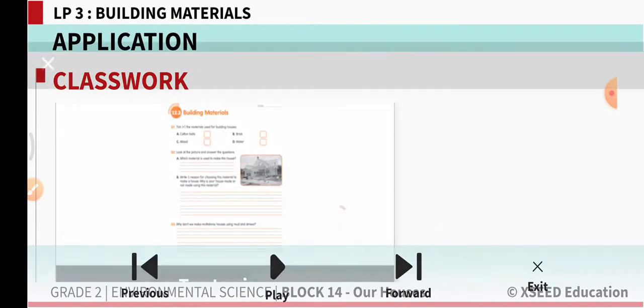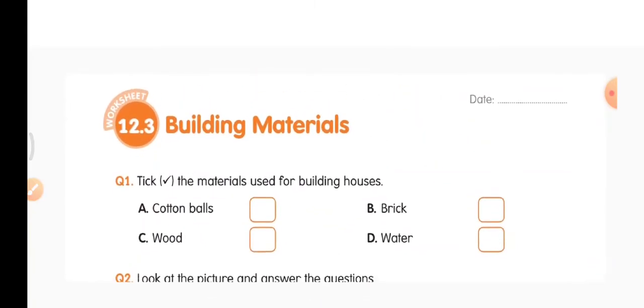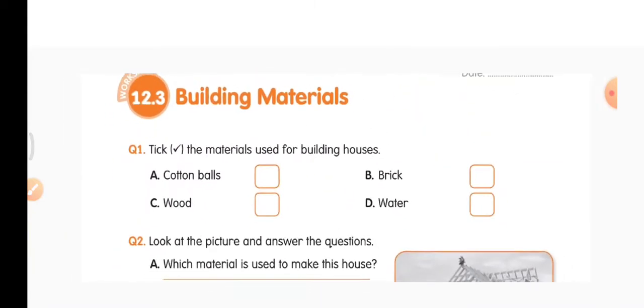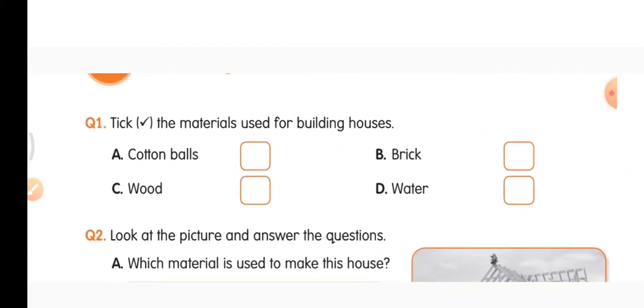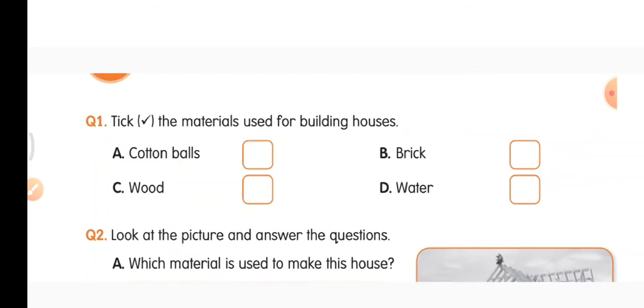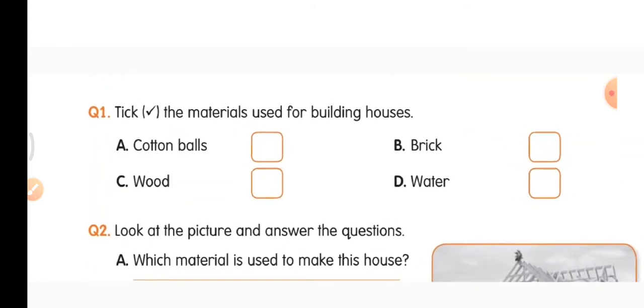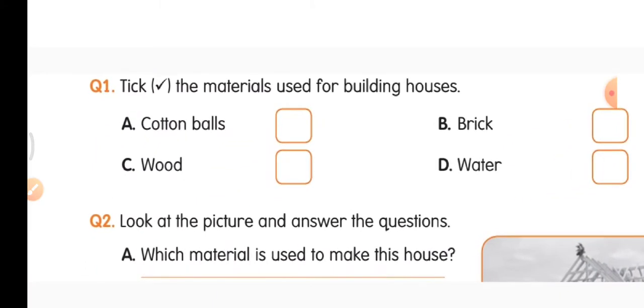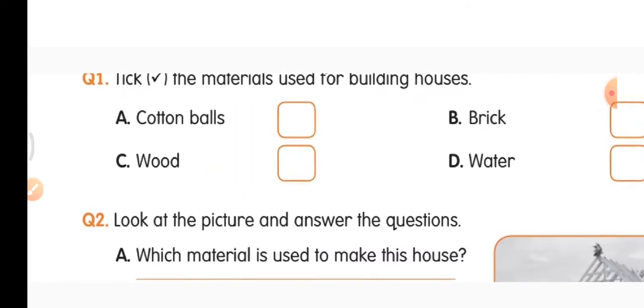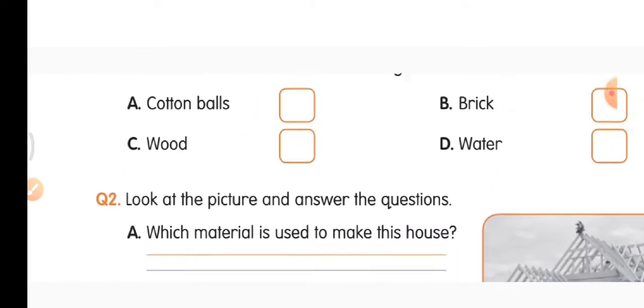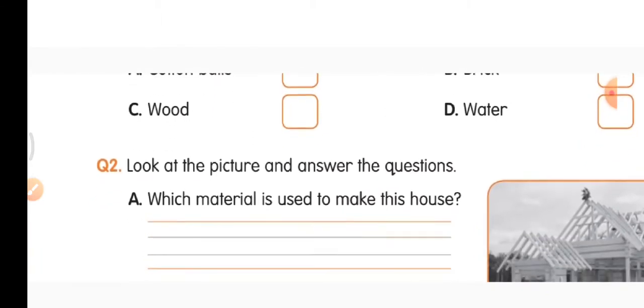So, all of you open your worksheet. Put today's date, 12.3 building materials. Tick the materials used for building houses. Cotton balls, brick, wood, water. Okay, so you can tick brick, wood, water. These materials are used to build houses. Cotton balls are not used, so don't take that.